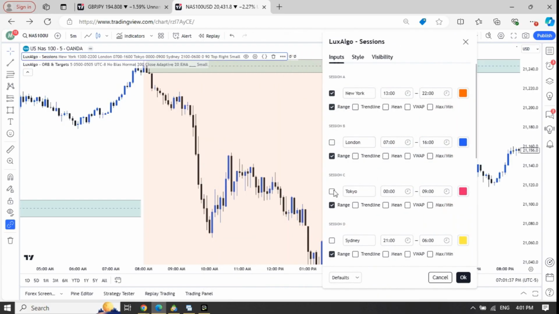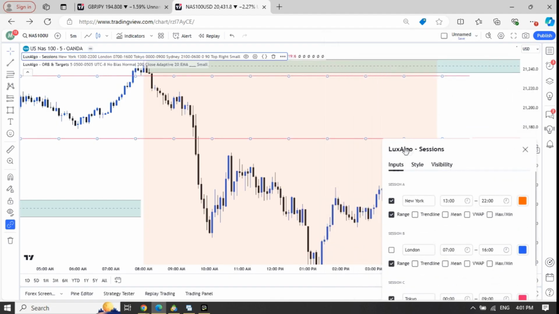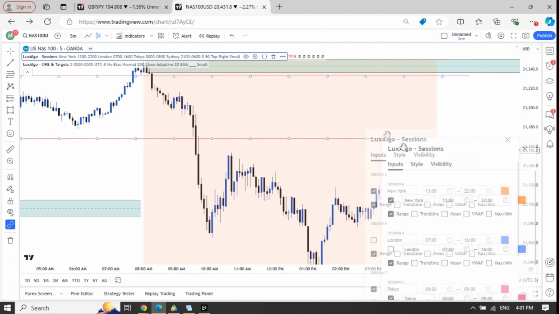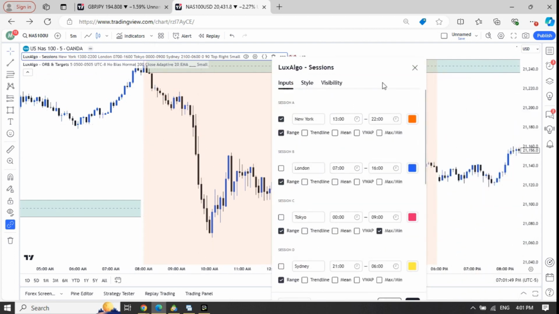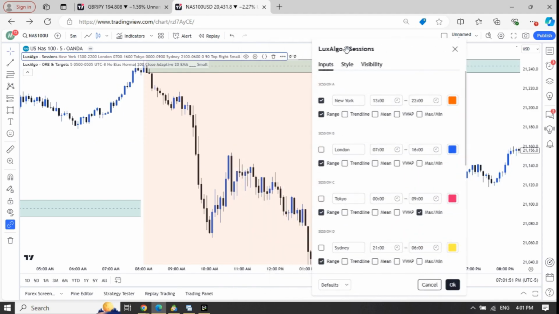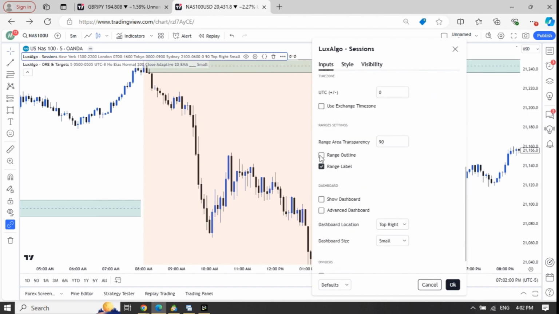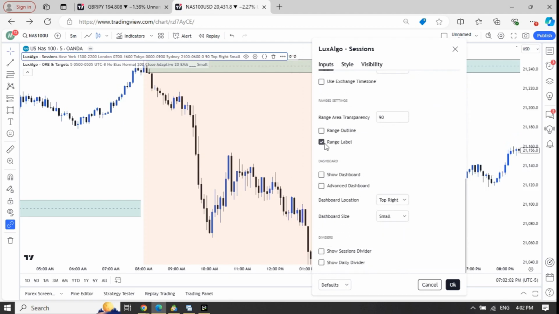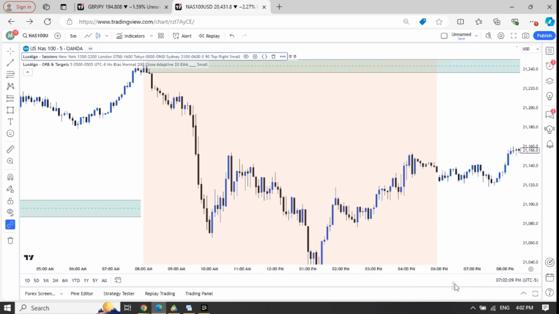Some people like to trade the Asian session highs and lows, so you can turn on Tokyo if you want, and then you can turn on min and max, and it will show you the high and low of the Tokyo session. I'm not doing that, but some people like to do that. But yeah, basically for this setup that you see on the screen, just create a new tab, put on sessions by Lux Algo, leave New York on, leave the time the same, shut off London, shut off Tokyo, shut off Sydney, shut off range outline. You can leave on range label or shut it off. It's the thing that says New York at the top, and turn off daily dividers.